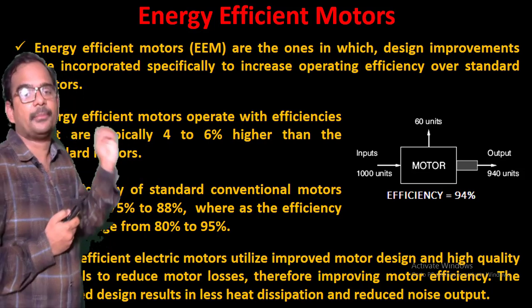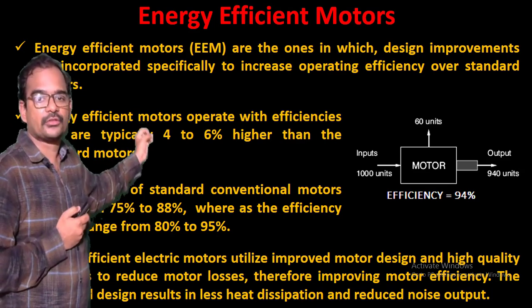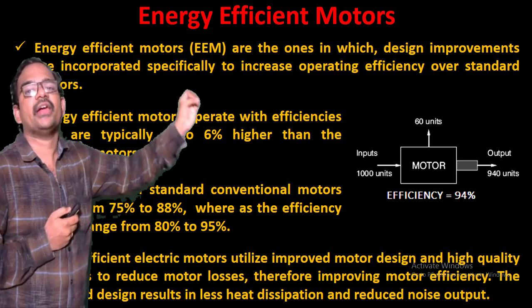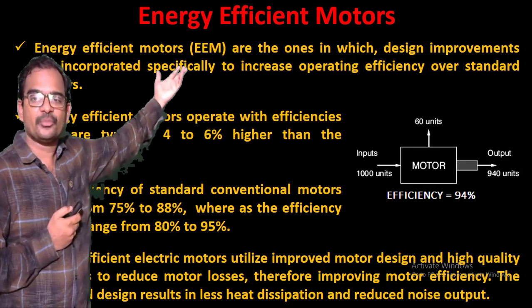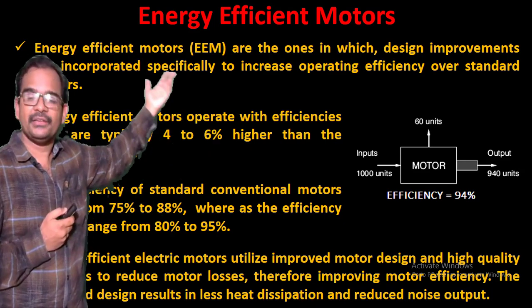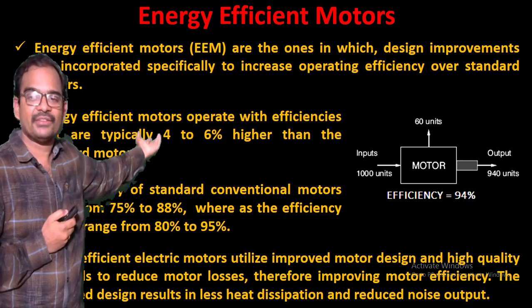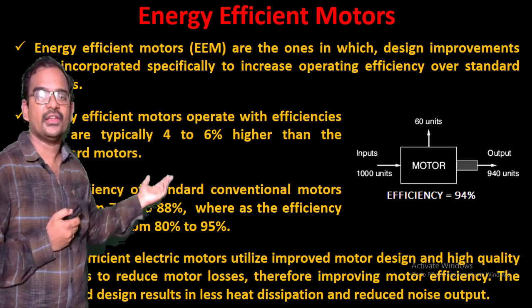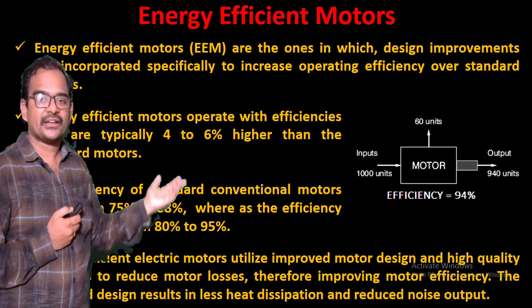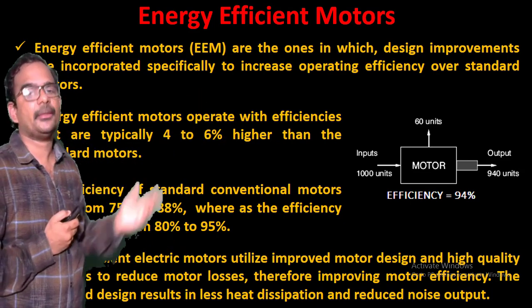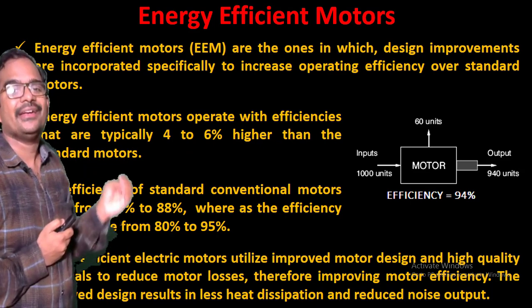In the previous case, if it is a standard motor, the efficiency is how much? We have seen 85%. That is, for an input of 1000 units, you are getting only 850 units of mechanical energy, and the remaining 150 units are dissipated in the form of heat in the previous example, in the previous slide. And thereby what is the efficiency? This 850 mechanical units by 1000 electrical units into 100, which will be 85%, and 15% is heat dissipated in the motor.